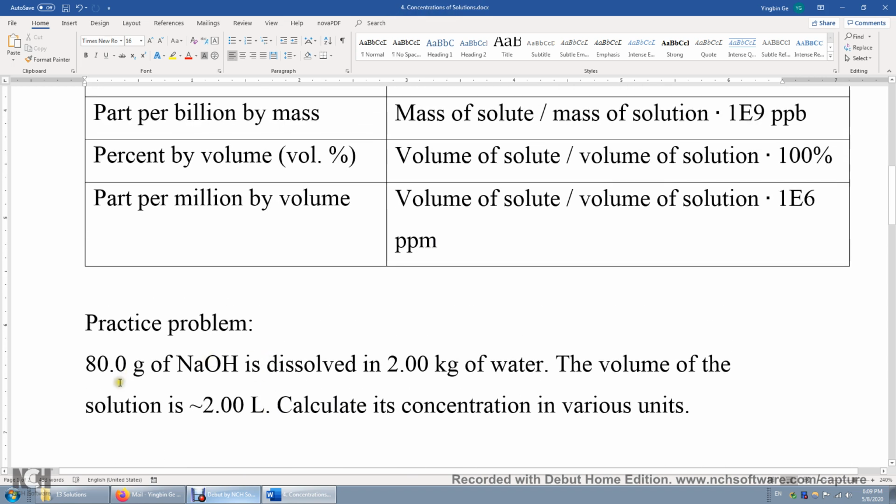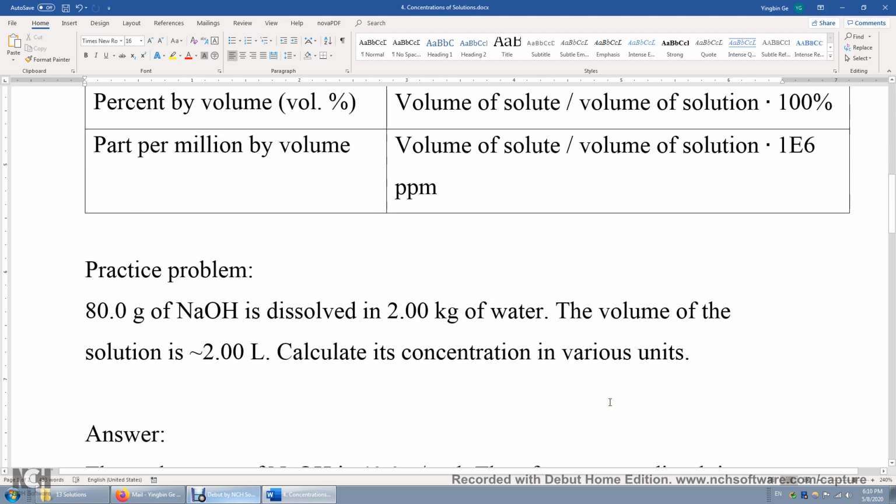So let's work on some practice problems. Let's say we dissolve 80 grams of sodium hydroxide in 2 kilograms of water. Let's say the final volume of the solution is roughly 2 liters. And this volume does depend on temperature slightly. So this is an approximate number. Now let's calculate its concentration in various units.